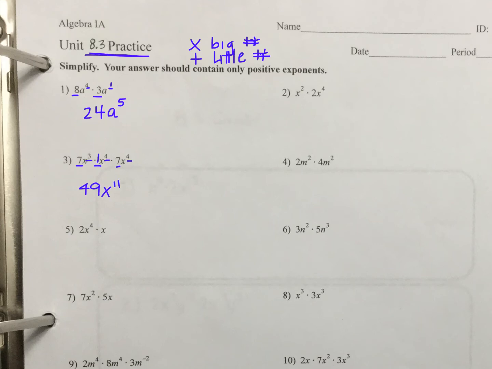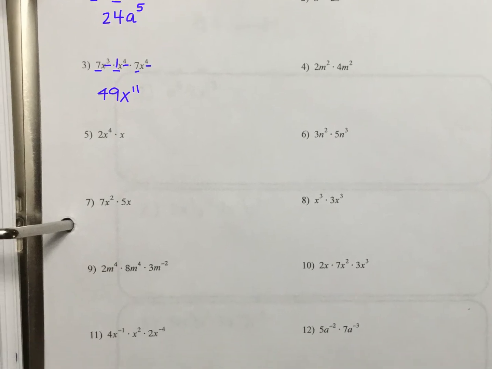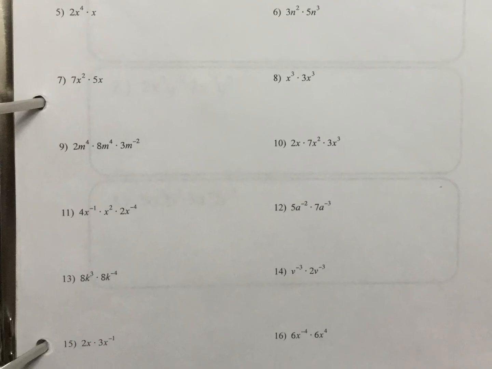All right, let's go down a little farther to number 9. Same rule, multiply the big numbers: 2, 8, and 3. 2 times 8 times 3 makes 48.